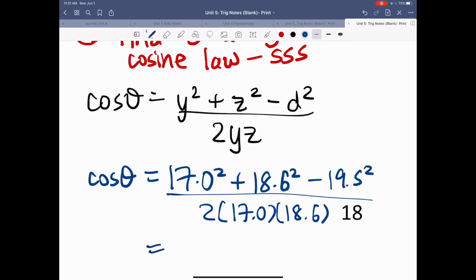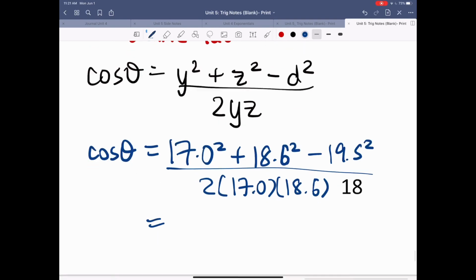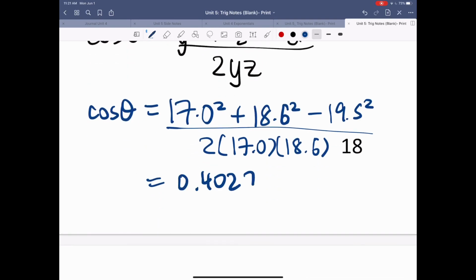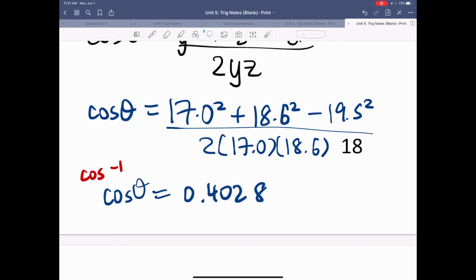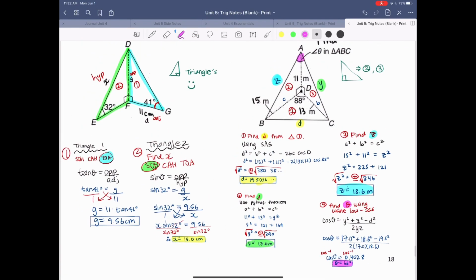Going from there, if you work this out, you get a number like 0.40228, and I hope you don't stop there because it doesn't make much sense. You do have to cos inverse both sides to get theta by itself. If you cos inverse that, I'm getting 66.2487, which I'm going to approximately state as 66 degrees. Okay, so I get this as the final answer.